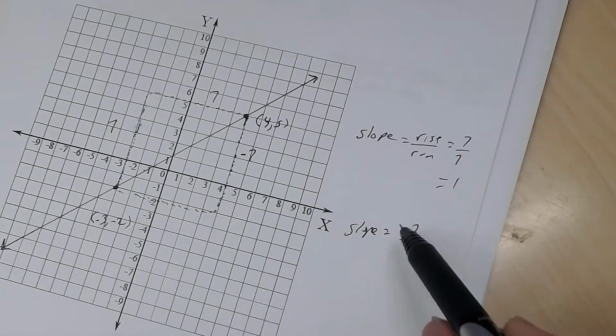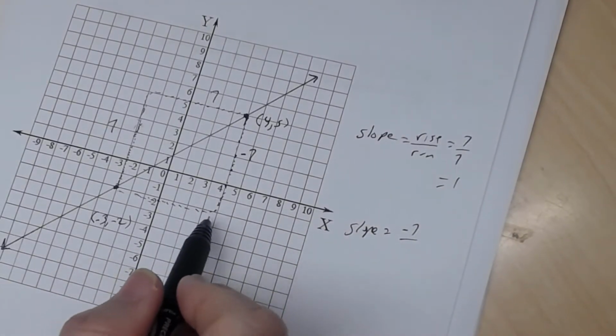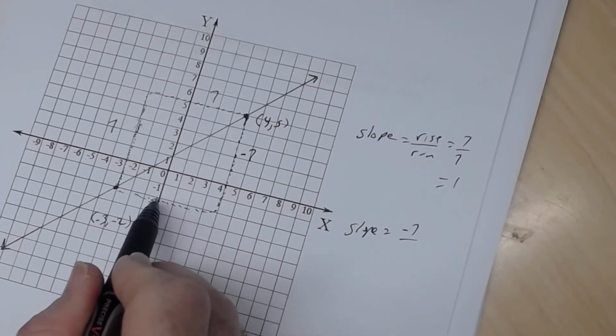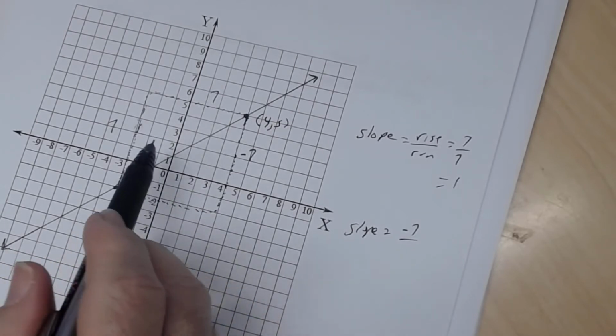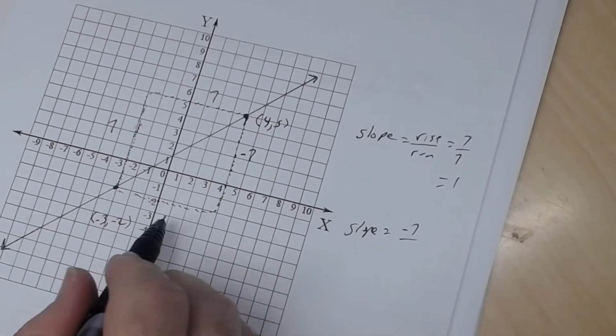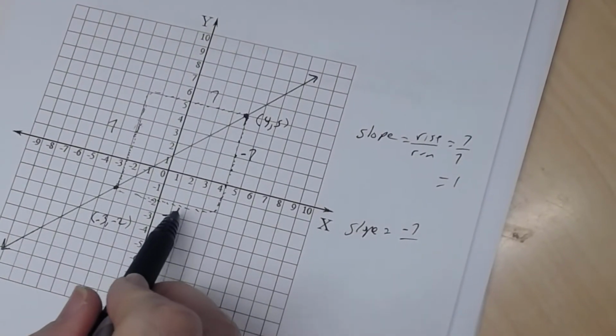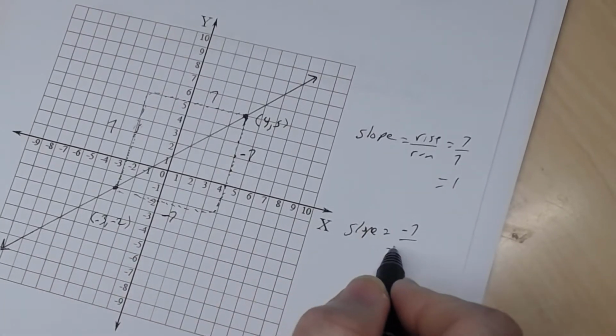That's what that means. And then my run, so I'm going to the left. 1, 2, 3, 4, 5, 6, 7. Again, it should be the same number of units as above, but this time my run is -7 to indicate that I went to the left 7 units.